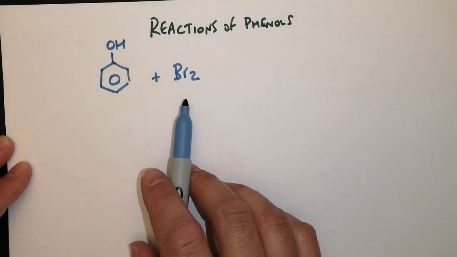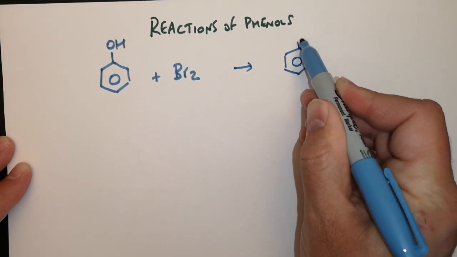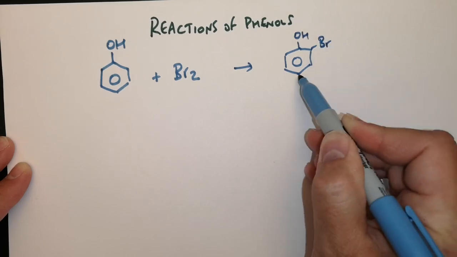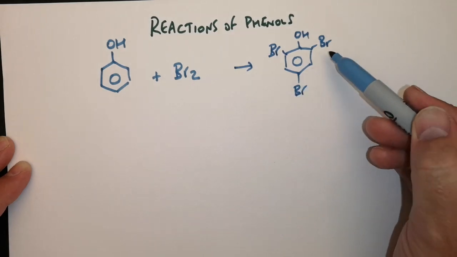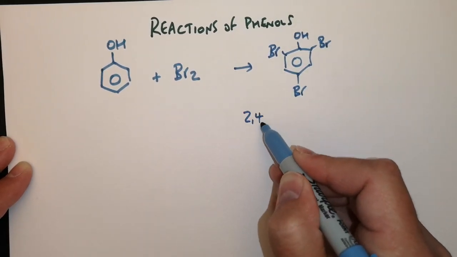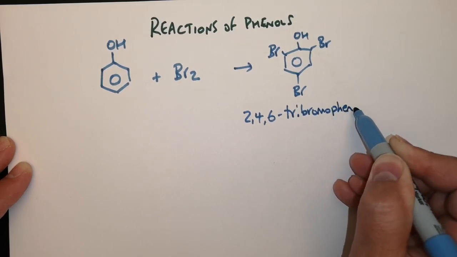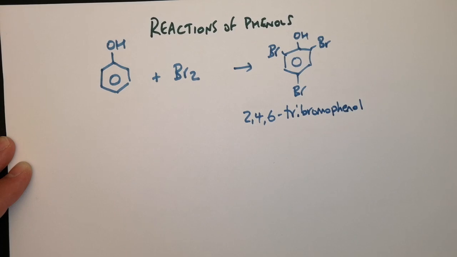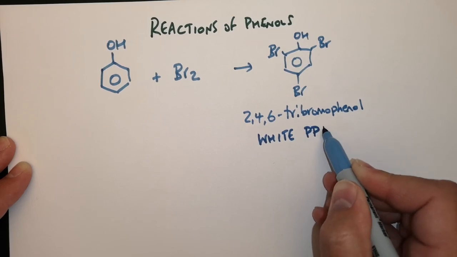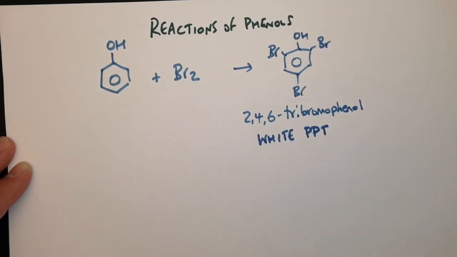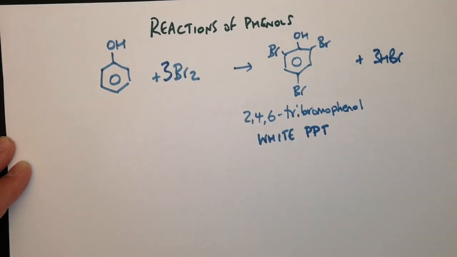So phenol will react readily with bromine to produce this compound. If we name that, we've got 3 bromos on 2, 4 and 6. So 2,4,6-tribromophenol. And what you'll also need to know for the OCR spec is that this is a white precipitate. During that reaction we also produce some HBr, which means we need 3 bromines to balance that up.